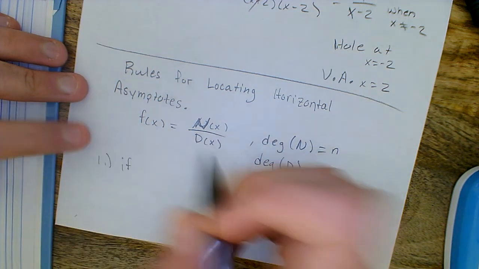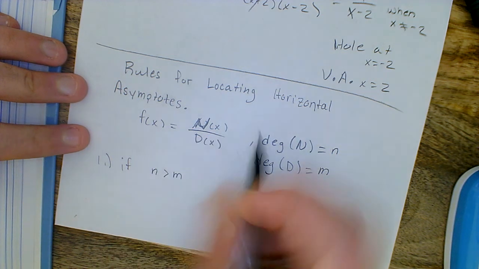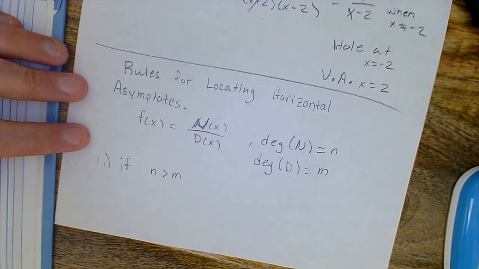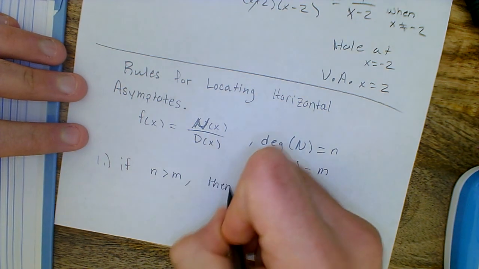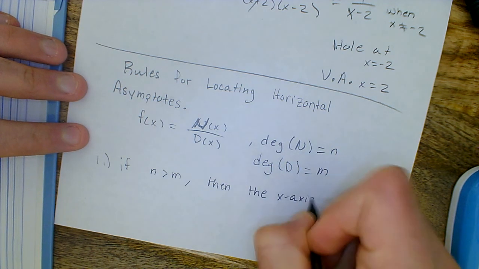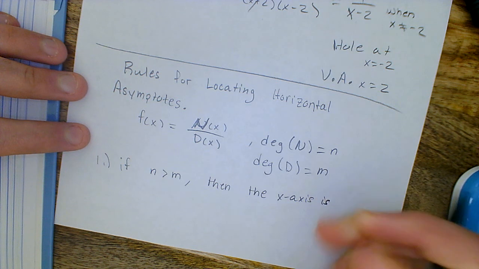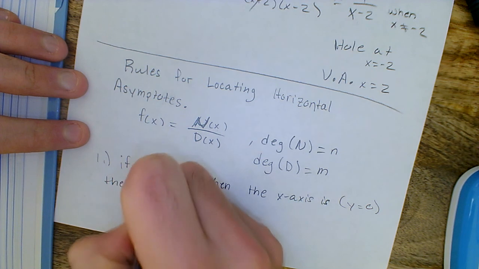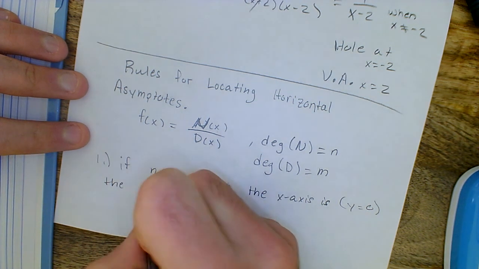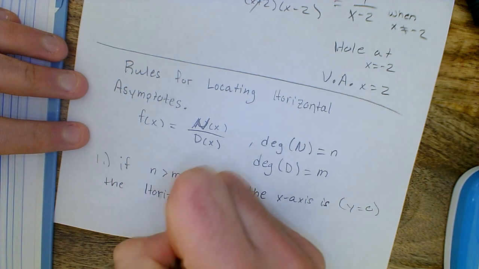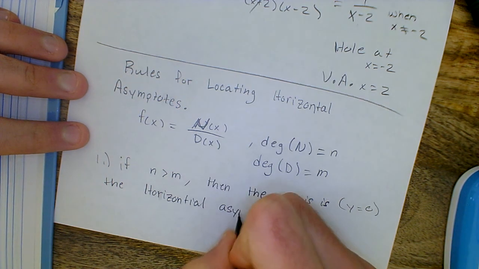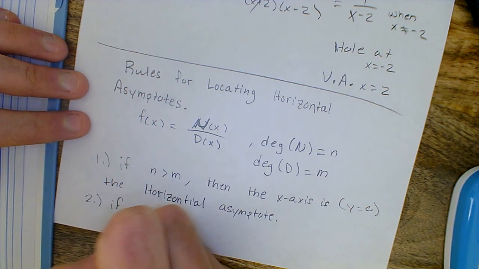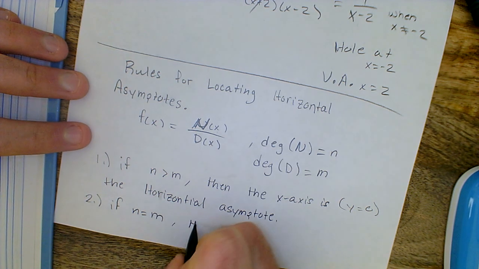Because this all is based on end behavior, which we've talked about, so 1, if little n is greater than little m, if the degree of the numerator is bigger than the degree of the denominator, then the x-axis, which is y equals 0, is the horizontal asymptote. Okay.